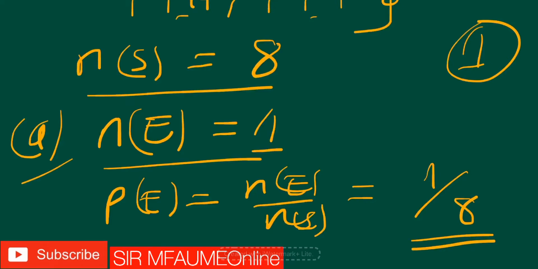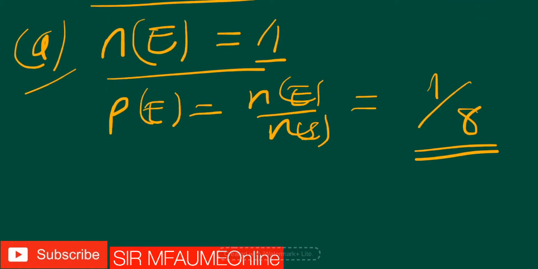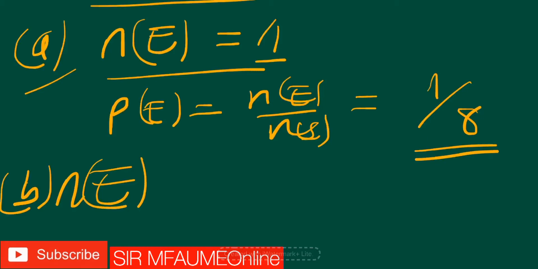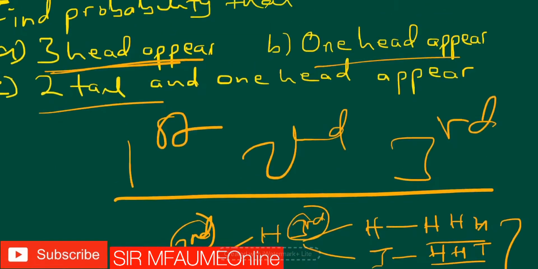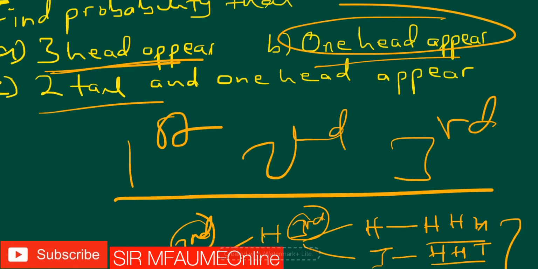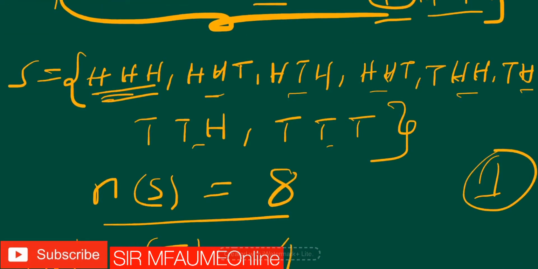Okay, let us shift to case number B. For case number B, what is the event? You have to check the event in order to find the number of events. Okay, case number B, our event here is 1 head to appear. So from the set of sample space, how many elements consist of 1 head?